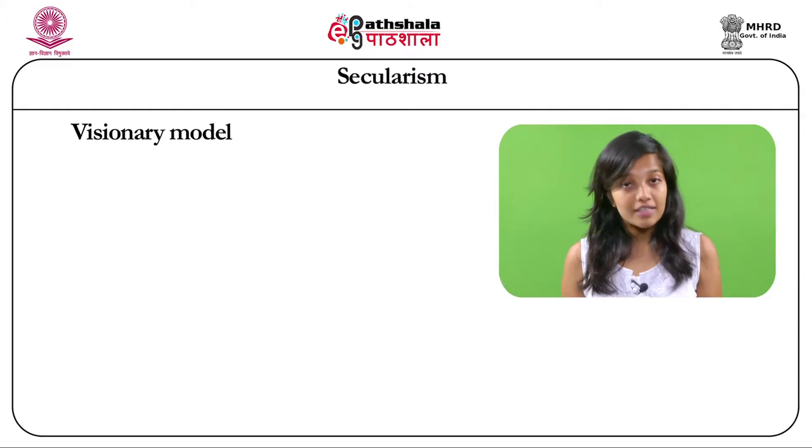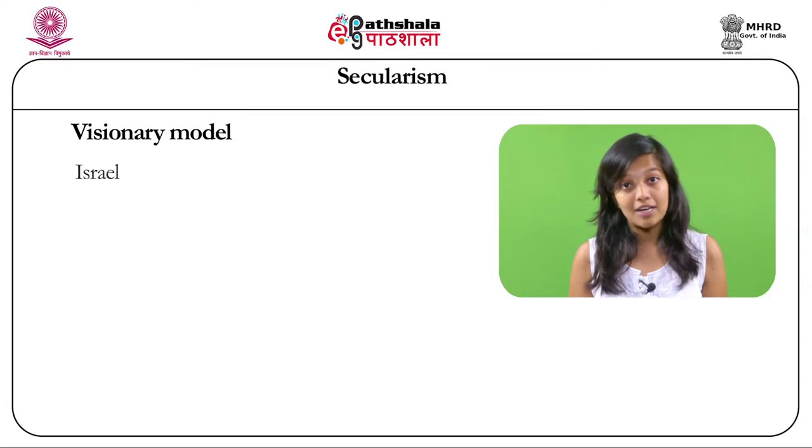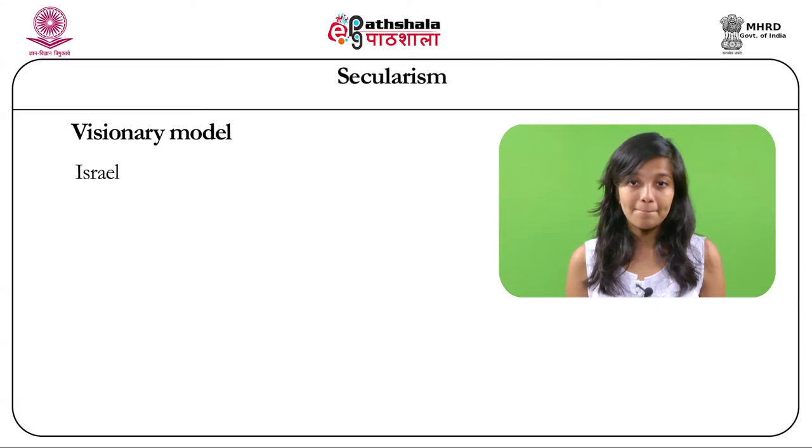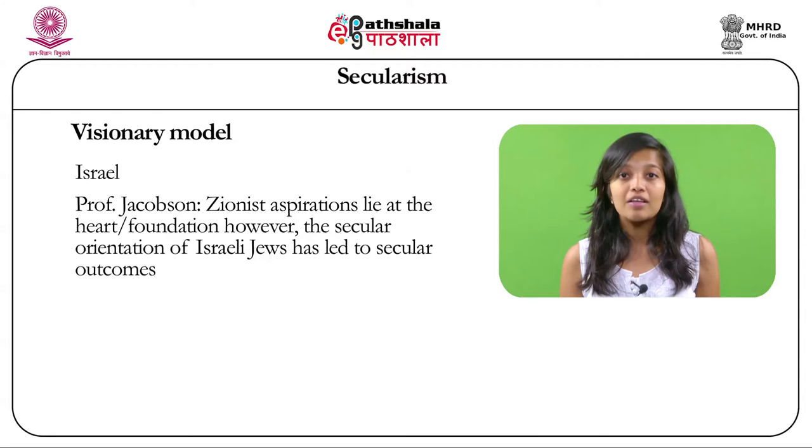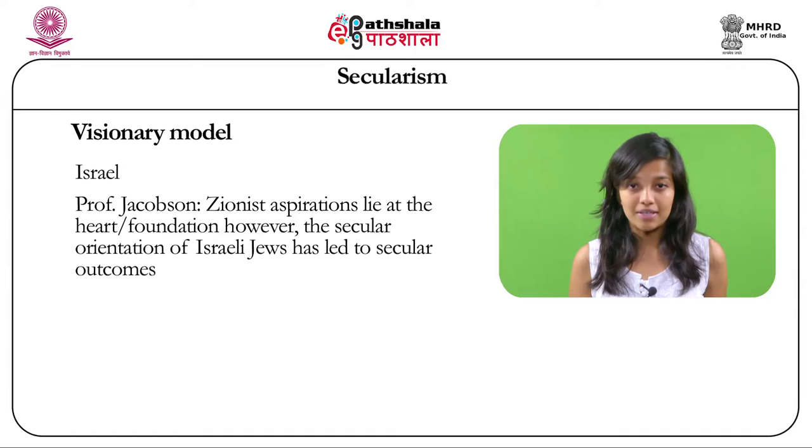Are there any other examples of visionary secularism? Professor Jacobson, in his work, points to Israel as another example, which has a model that's akin to the model that we saw in Greece. Israel was, of course, founded on Zionist aspirations, and Zionist aspirations do lie at the heart and the foundation of the state itself. However, Professor Jacobson points out that due to the secular orientation of the Israeli Jew population, there have been certain secular outcomes that have resulted despite the Zionist foundations of the state.